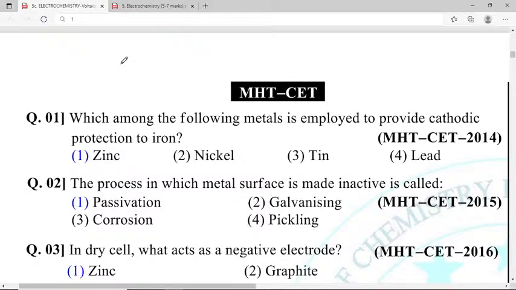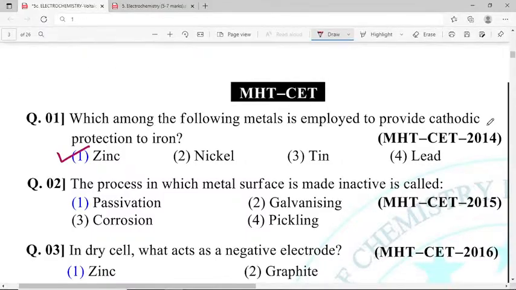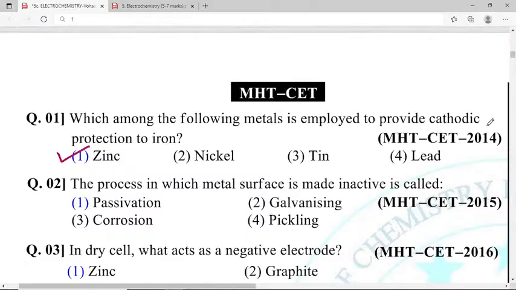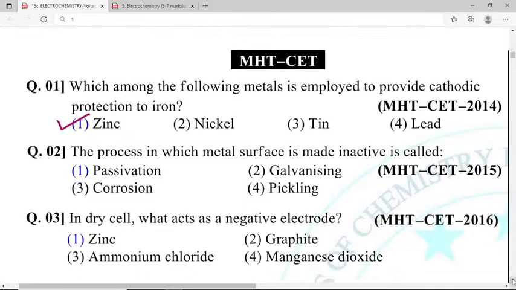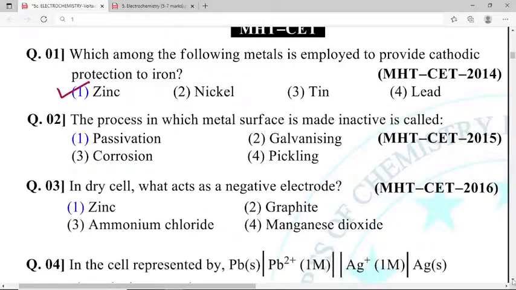Which among the following metals is employed to provide cathodic protection to iron? Zinc is the metal used to provide cathodic protection to iron. This is called galvanization: protection of iron from rusting by using zinc.